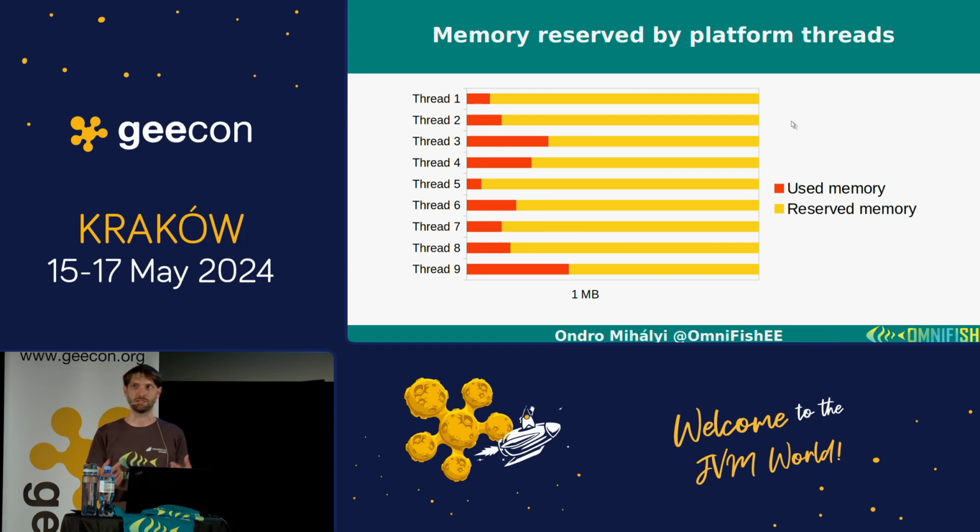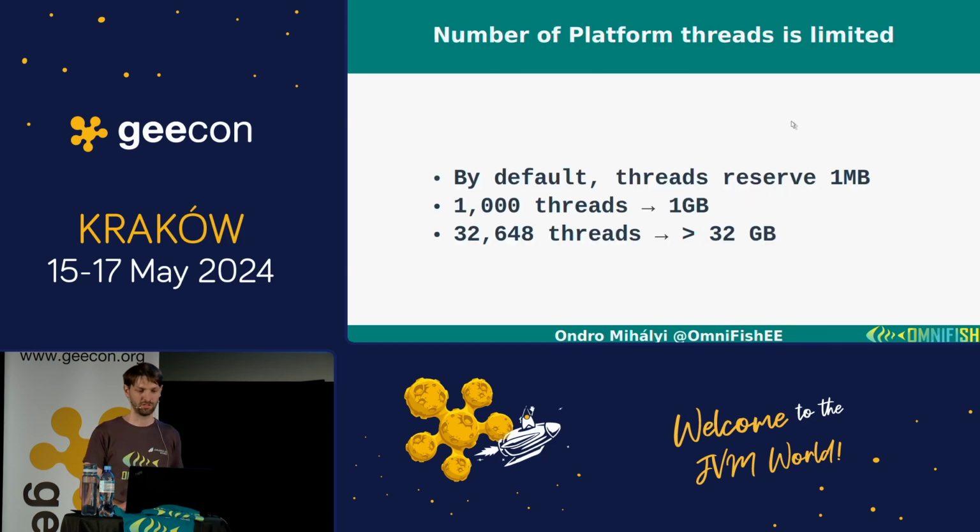For each thread, by default, the operating system will reserve 1 megabyte for the stack. And when you create these 32,000 threads, it means that it needs to reserve 32 gigabytes of memory, just for your single process, and just for the threads. It doesn't count the heap. So if you already have something on the heap and you need some memory to account for that, it's more than 32 gigabytes. This is just to reserve it for threads.